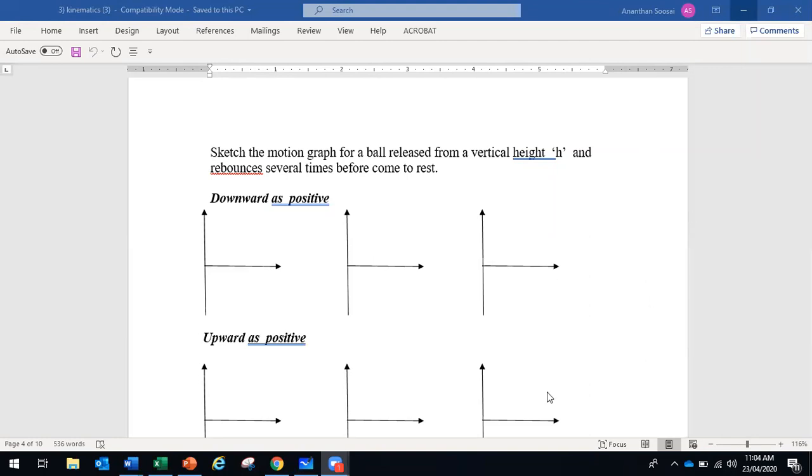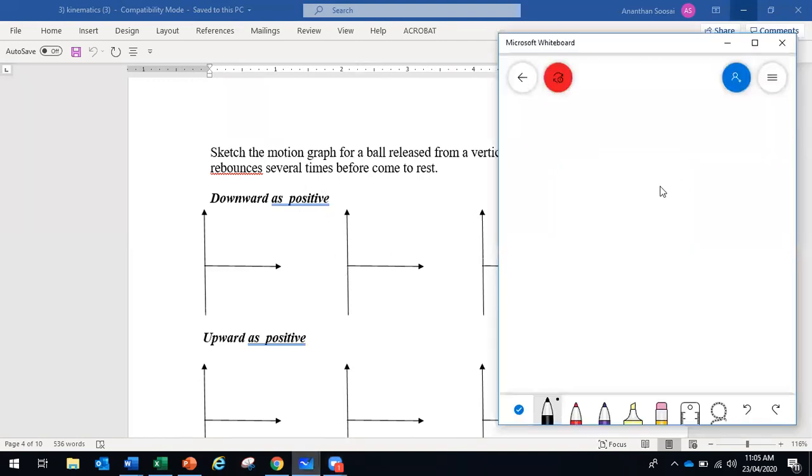I think I asked you to sketch the graph. Okay, let's sketch together. I asked you to sketch an object dropped from a certain height that bounces several times. Draw the VT graph. First, I want you to draw the VT graph.